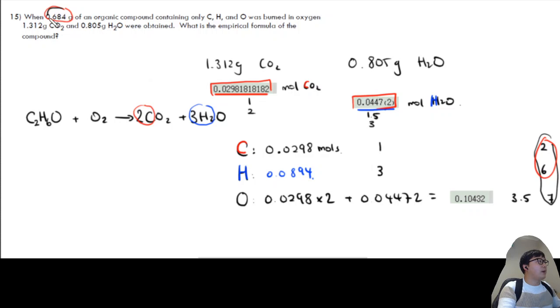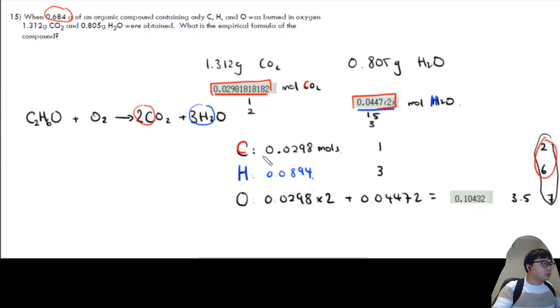The total mass of this substance is 0.684, right? This is a difficult problem, so if you don't get 100% of it, that's fine. You can just go back to the recording when your chemistry knowledge develops. You can come back and have a look at it, and it will give you a different perspective, okay?